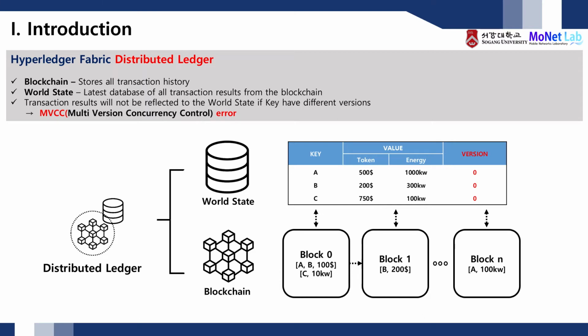If the transaction and world state versions mismatch, the transaction will not be reflected and will be recorded as a failed transaction. This is called a multi-version concurrency control error, shortened as MVCC error, which is the cause of the Hyperledger Fabric key issue. We will understand the circumstances where a transaction version mismatch occurs and why this results in transaction failure on the next slide.